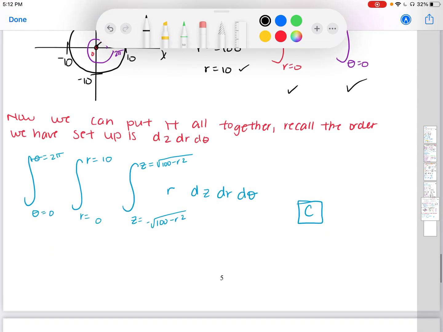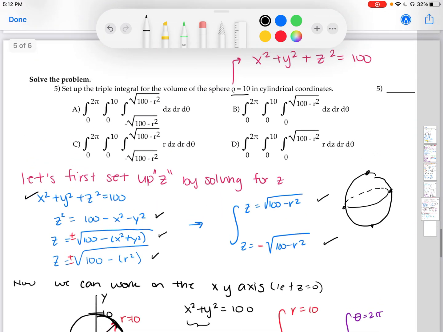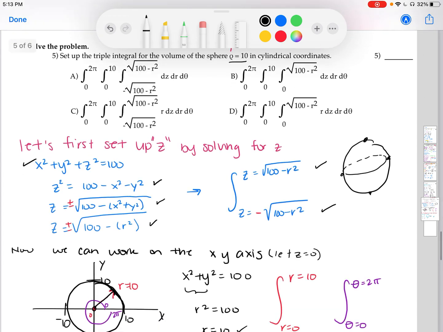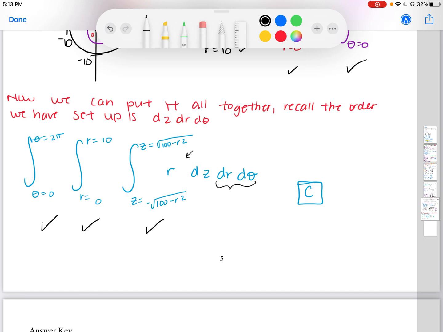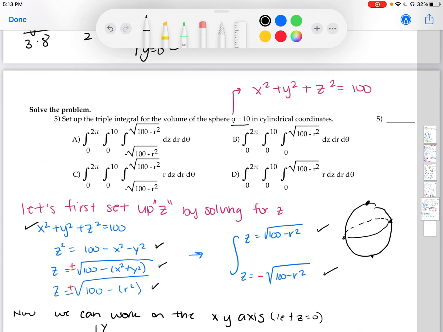So we put this all together. We're integrating. We have our z, r, and theta. And we have to incorporate this r. We have this dr d theta that r comes along with it. We weren't told a function for which we were integrating, so we assume they want us to work with one. Otherwise, they would have given us a function for which we're integrating over. So we have r dz dr d theta, and that is our setup. That's all they wanted. So this would be C.